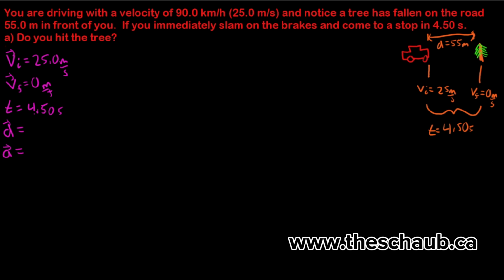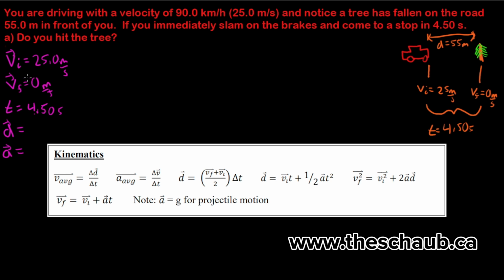We're now ready to pick the kinematic equation we want to use to solve this problem. We need an equation that has VI, VF, T, and D. So any of the equations that have A in it are not going to work for us. So if we look through our equations here, this one has A, this one has A, and this one has A. So these aren't going to work for us. The only equation that's going to work for us is this one right here.